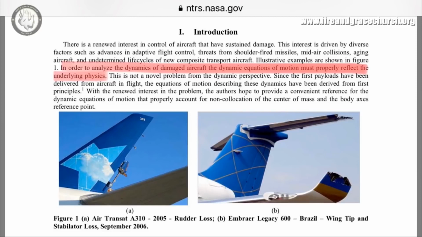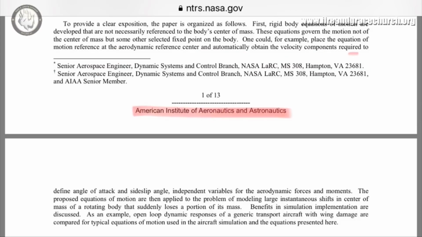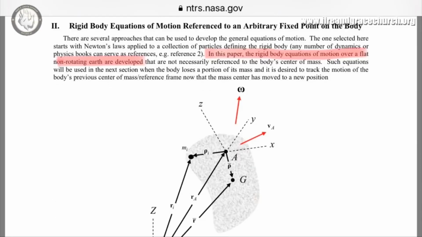Physics. People say, you don't understand physics. Okay, well, these people do. All right, who are we talking about here? The American Institute of Aeronautics and Astronautics. And here's what they say.